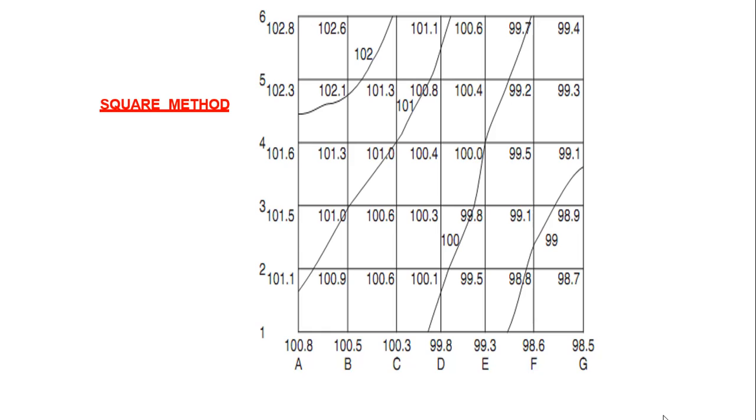So, basically an elevation is determined at the corner points. As you can see, the whole ground is divided into a number of small squares, and the elevation of the corner of each square is determined with the help of leveling operations. By adopting the interpolation method you are able to find the points of the same elevation, and the line joining the points of the same elevation is a contour line. In this way you obtain the contour lines.